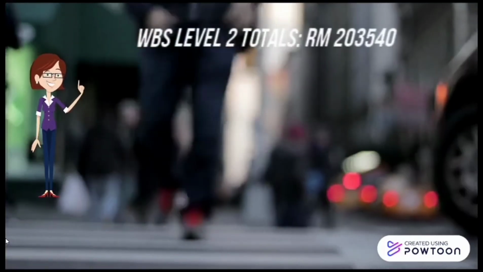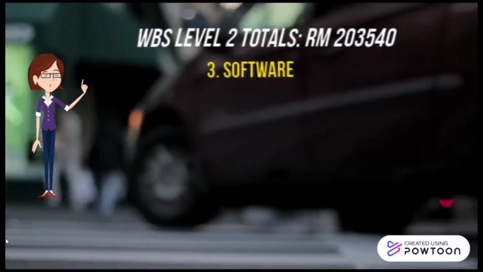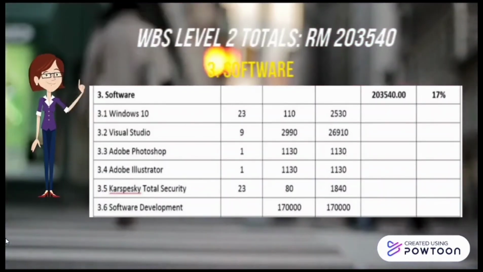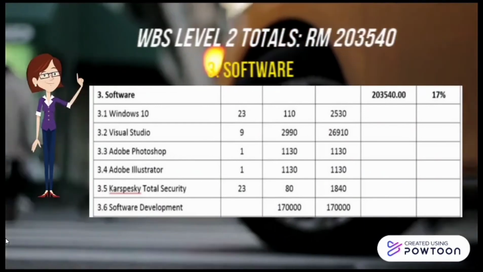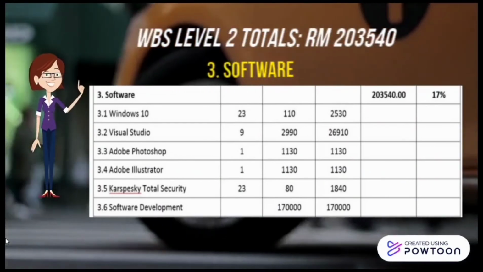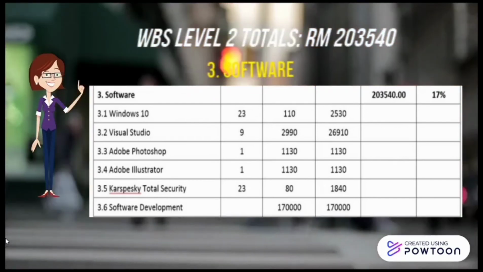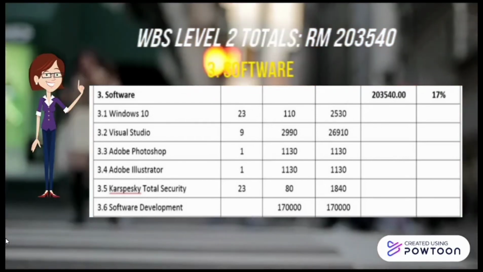Third part calculation is software. We need 23 units of Windows 10 to be installed in all of our staff computers. One unit is 110 ringgit. We need 9 Visual Studio for system engineering and software sub-project staff to use. The price is 2,990 ringgit per unit.